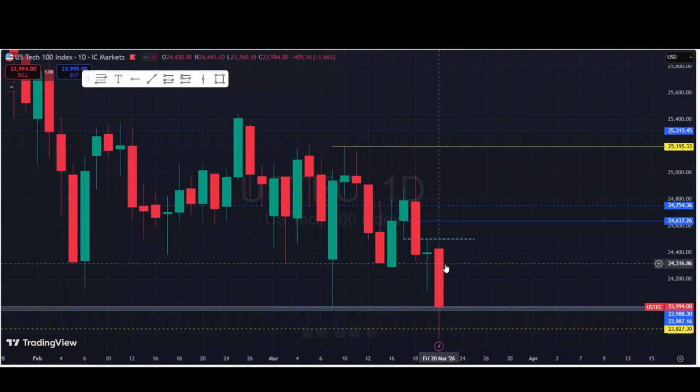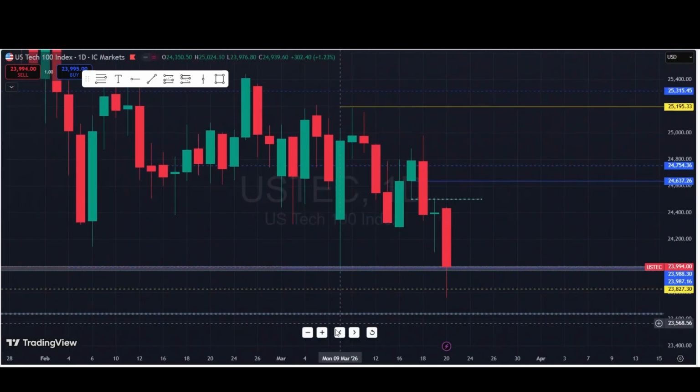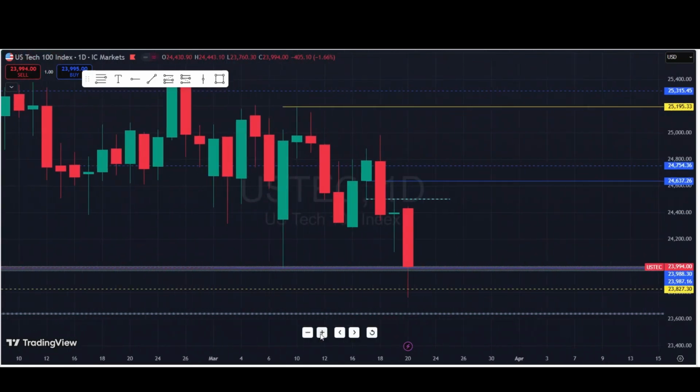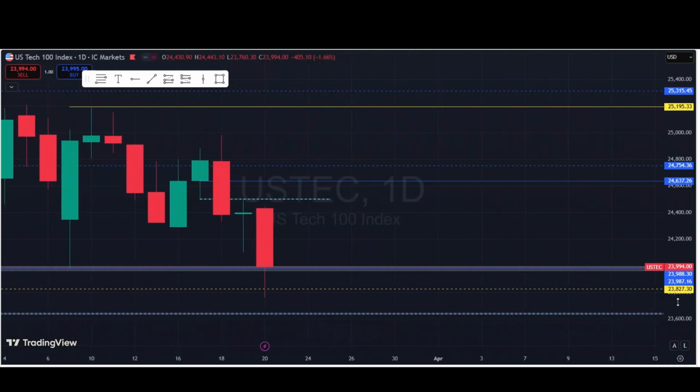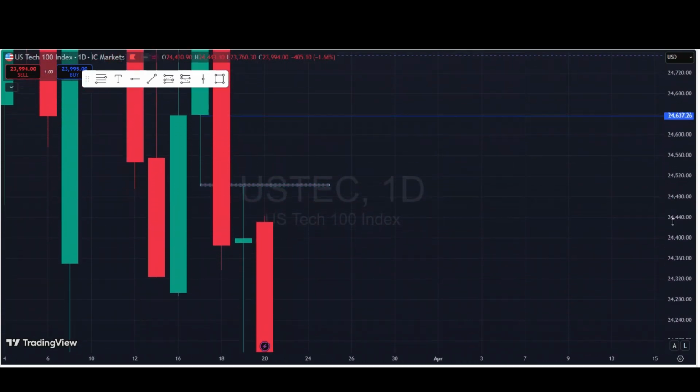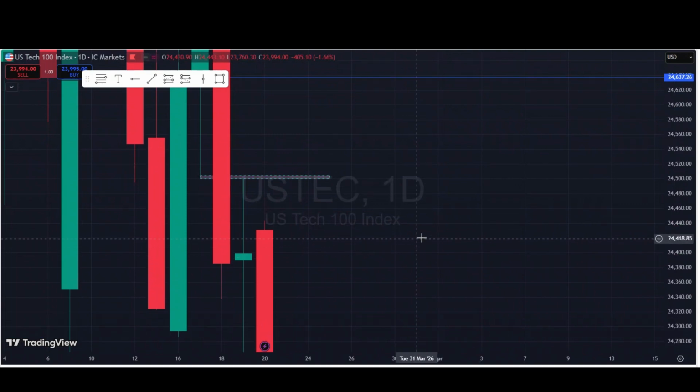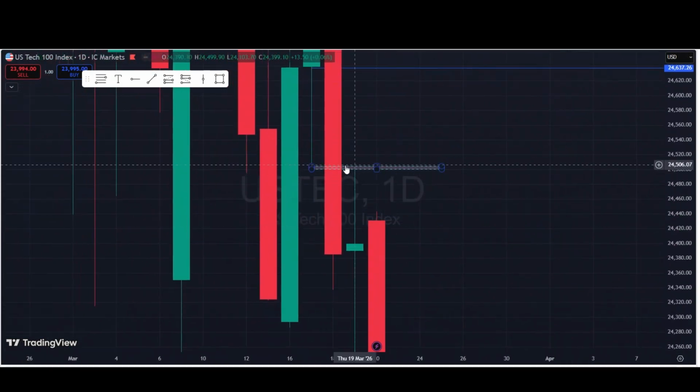First, our first draw on liquidity on the daily time frame is a fair value gap here. Let's expand it and see that clearly. If you don't watch your charts, you might not see some of the things. We can see there is a gap here. So that's our first draw on liquidity on the daily time frame on the Nasdaq, which we can say is the 24,500 level, this area.